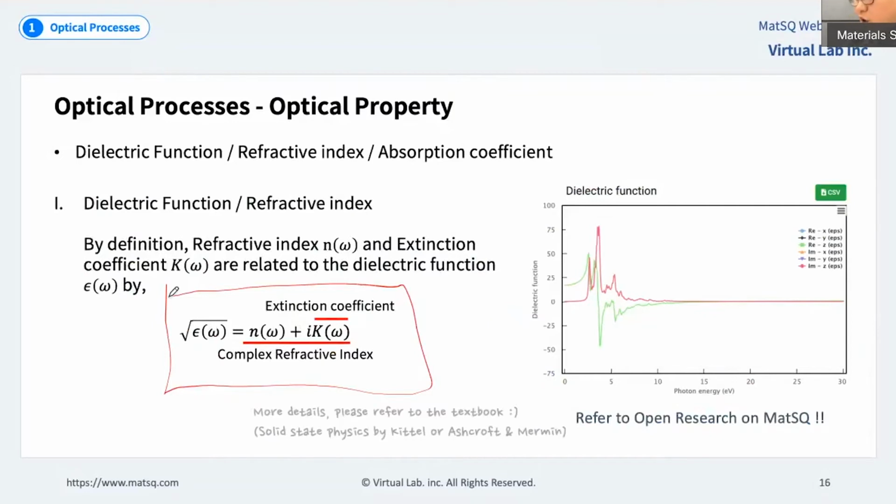So the square root of epsilon(omega) can be expressed by the complex refractive index, where n(omega) is the real part of the complex refractive index, and k(omega) is the imaginary part. We call k(omega) the extinction coefficient. I want to explain more details, but time goes fast, so please refer to a solid-state physics book such as Ashcroft and Mermin or some other nice book.